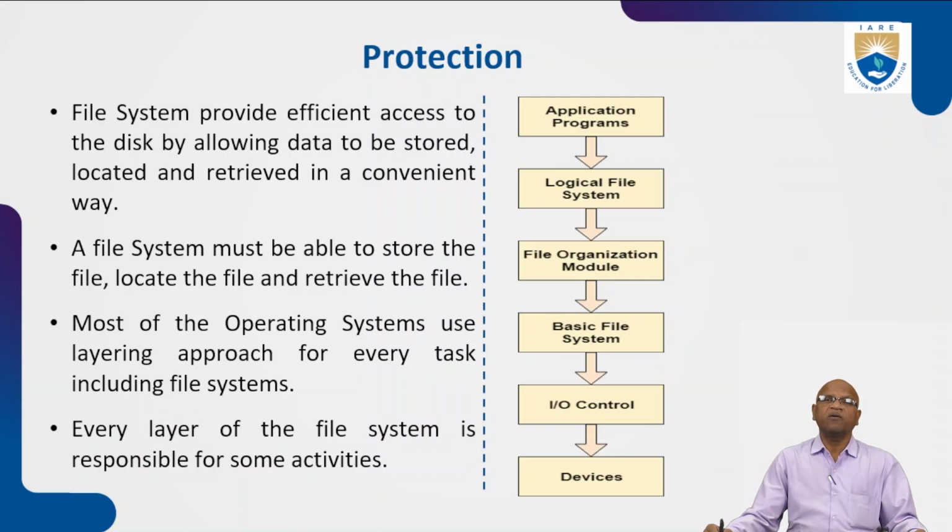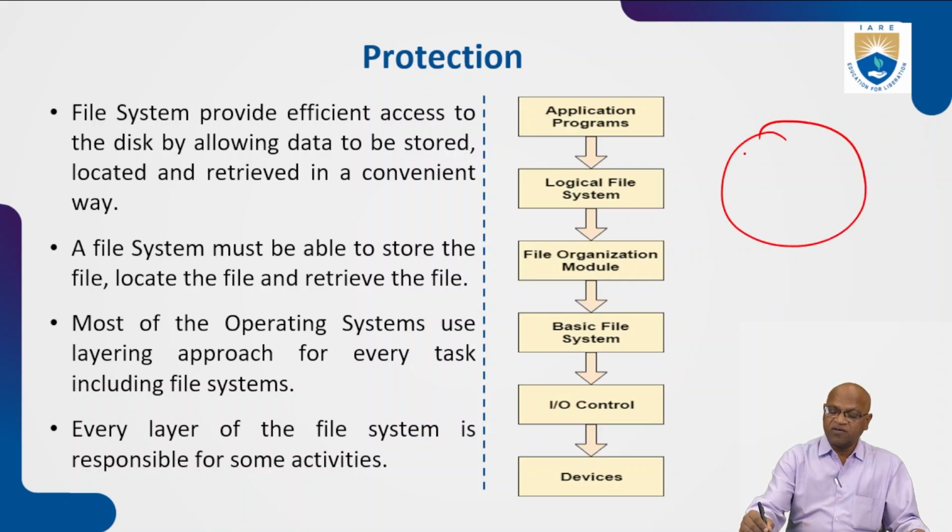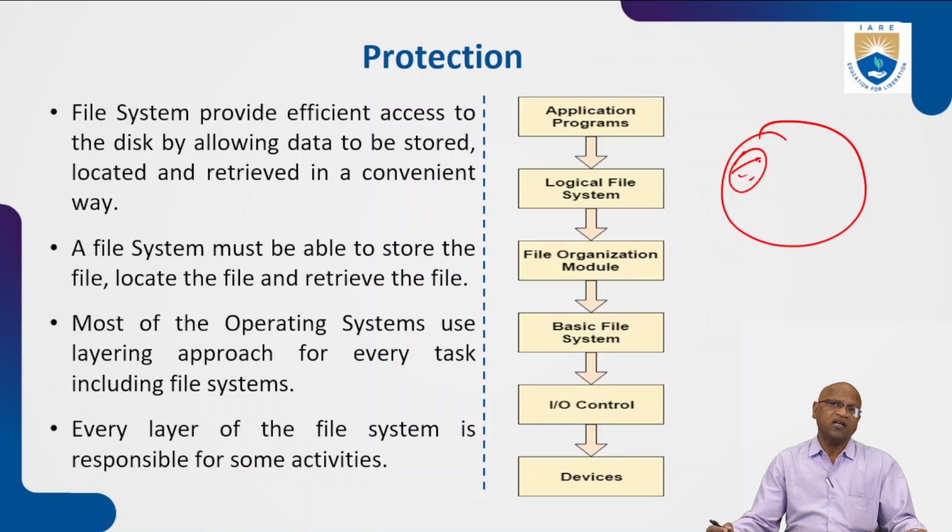Most operating systems use a layering approach for every task, including file systems. As you see, there are a number of programs in the OS for file processing, and these programs are layered, one on top of another. Every layer of the file system is responsible for some activity. Some programs do operations for creation, some programs retrieve the data, and some programs provide security, and this is layered.